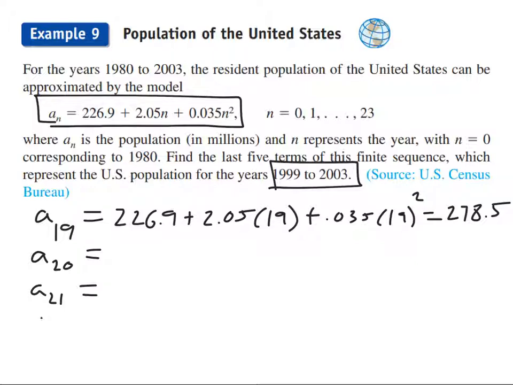If we were to complete this, I think the important thing you need to understand would be that we have four more terms in the sequence, because the sequence would be the population estimate for each year. Okay, A sub 20 up through A sub 23. That's what you would be going on to find.